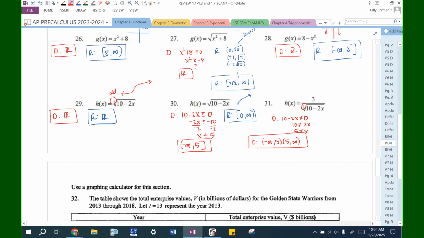And then for the range, we're back to a fraction. We're saying, all right, top doesn't have an x, so y can't equal 0. And then we have 3 over this cube root. Now, a cube root can be plus or minus. 3 is always positive. So sometimes you'll get positives and sometimes you'll get negatives. That means that the range is everything except for 0.